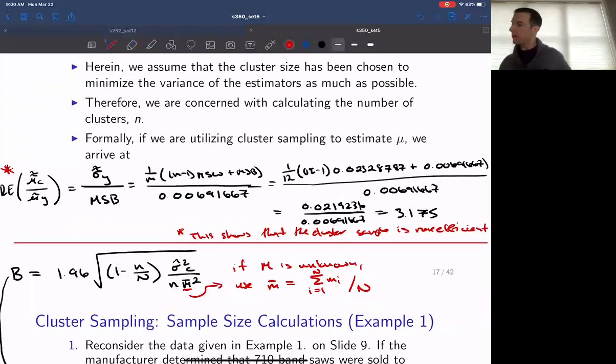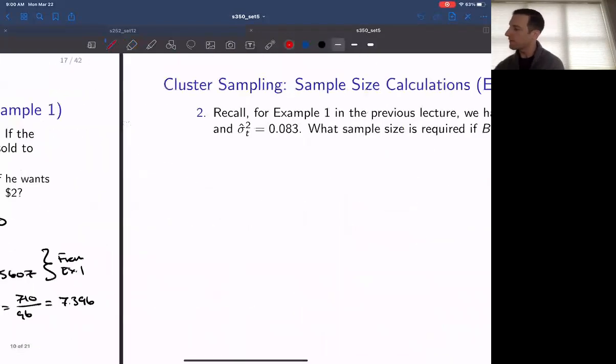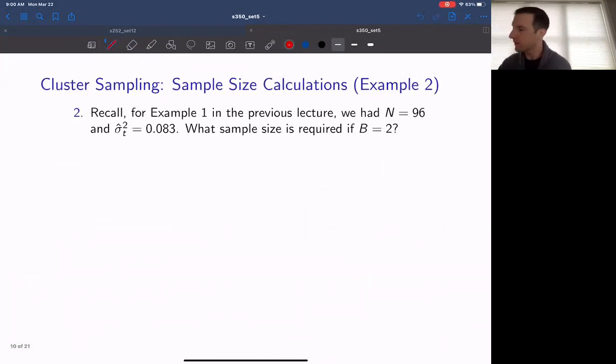All right, so today we will start off on slide 19. This is the second sample size calculation. I'll just make our marker here. This is March 22nd, 2021.